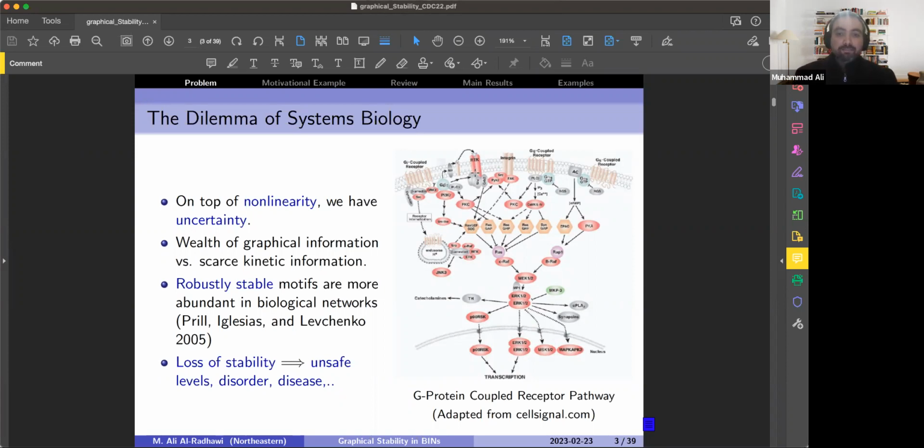Also, since these networks are abundant in biology, there have been many arguments that robustness of biological networks is a key defining property of such networks. So there are reasons to believe that many of these networks that appear in biology are robustly stable in a sense that we're going to define. This property is important because if you lose stability of a certain phenotype, this can lead to unsafe levels of the species in the system, or disorder or disease, etc.